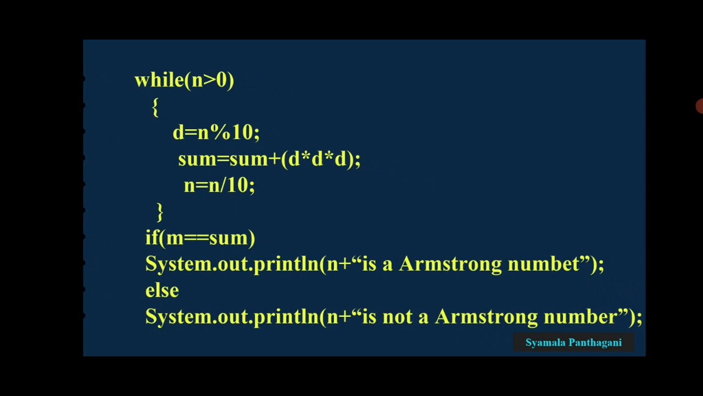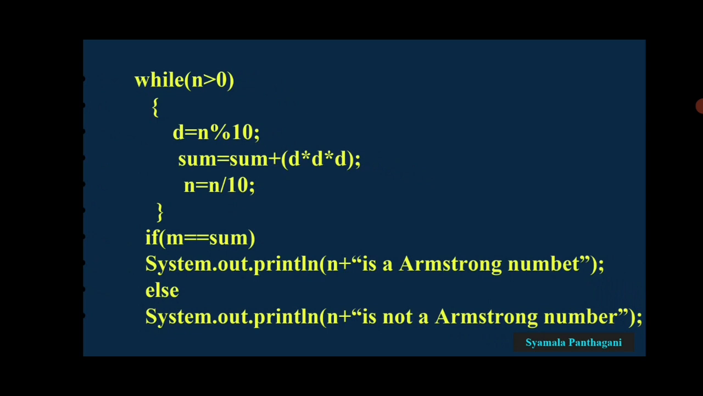Now sum = sum + d * d * d, because we are taking the cubes of each digit. Now n = n / 10. Here we are taking the quotient. In the first statement, where mod is there, we are taking the remainder, but in the n = n / 10 statement we are taking the quotient. And close the braces.